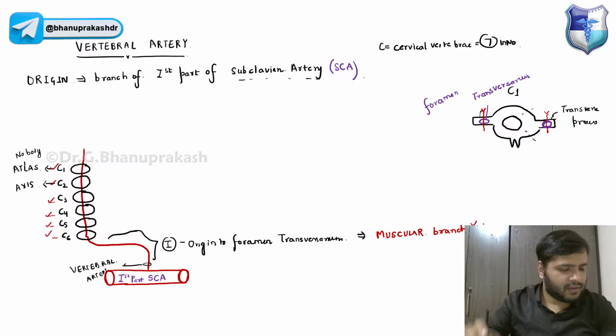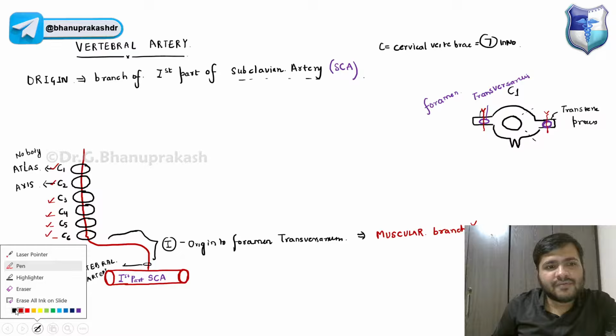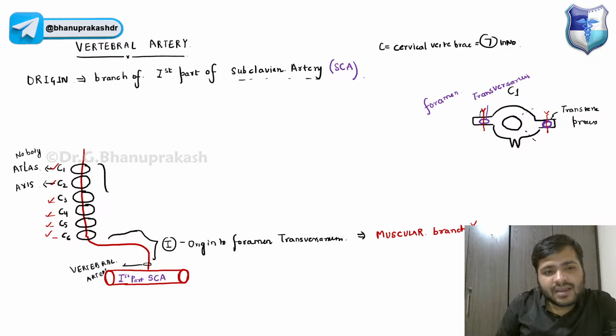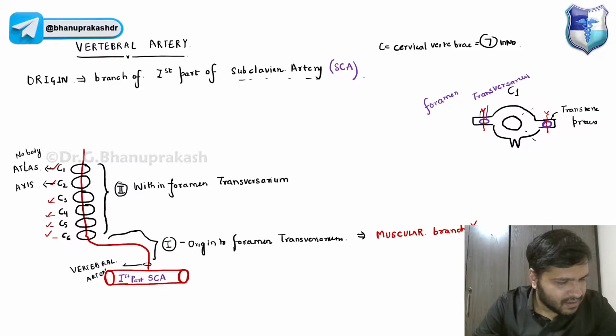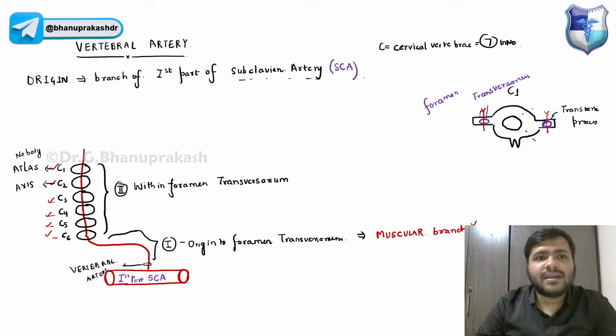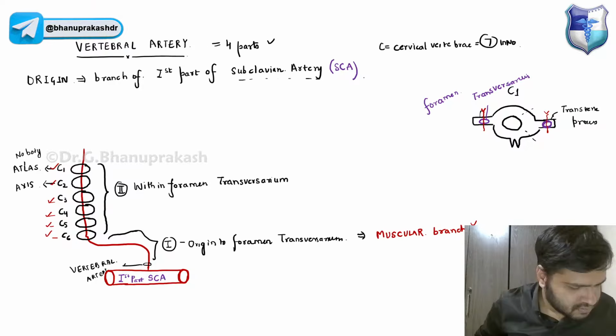But over here, guys, the second part of the vertebral artery, if you can just focus over here, the second part is inside the foramen transversarium. So I can simply say that the second part is within the foramen transversarium, or transverse foramina, or transverse foramen, right? So first and second part are clear. So we have actually four parts, guys. Is that clear? Quickly tell me, first and second.